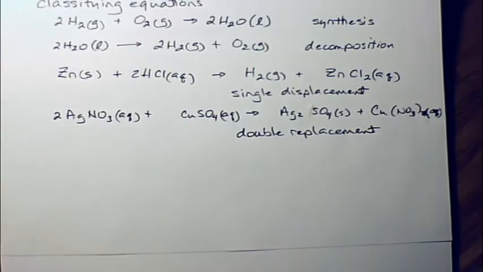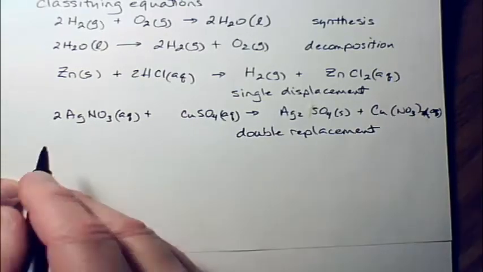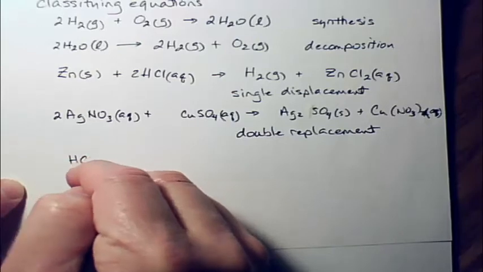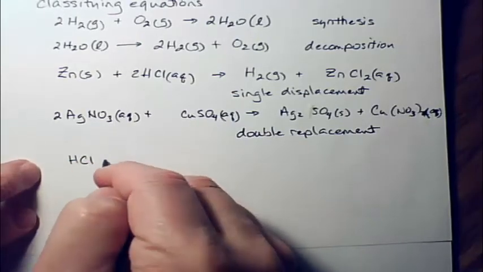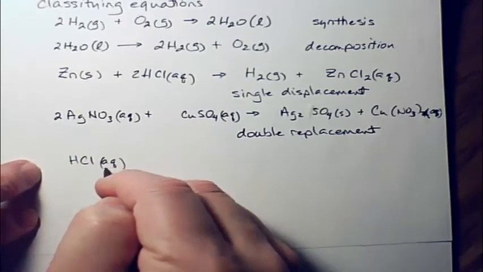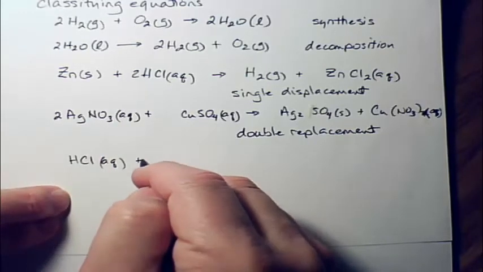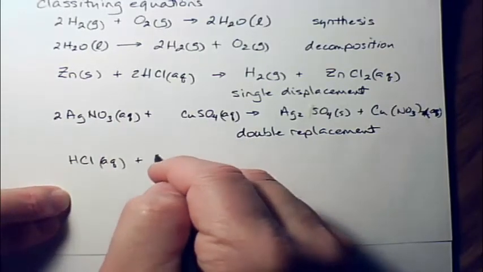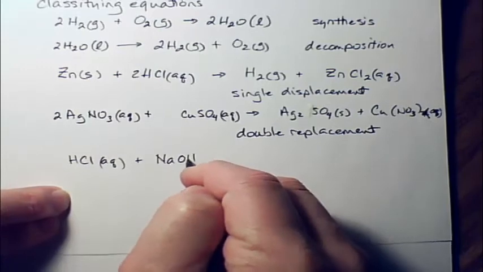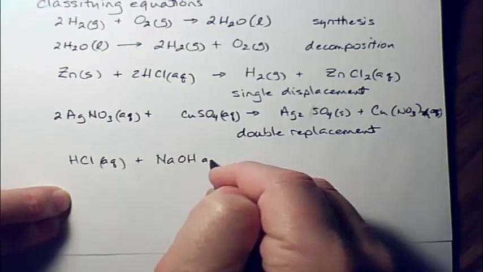Now, the next classification is really two classifications in one. It's a subcategory of double replacement. So it's an acid-base and double replacement reaction. And you have to label it or classify it as both.